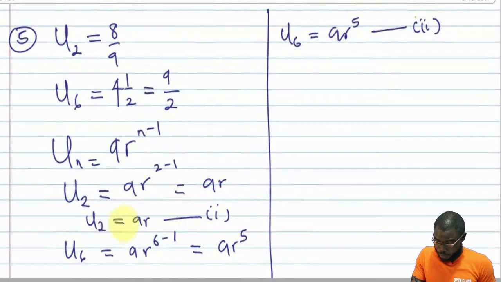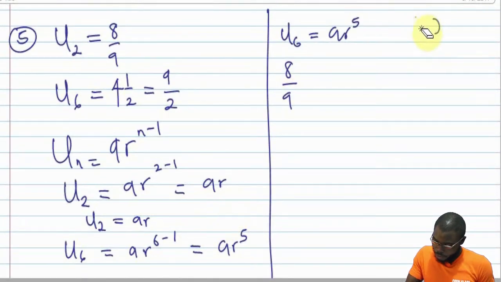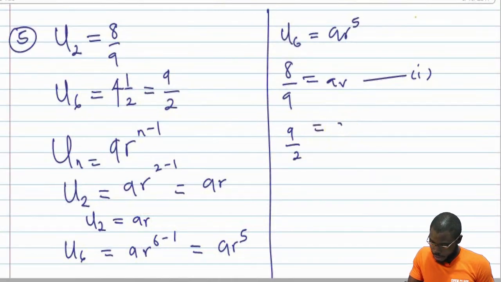So equation 1 can be written because you have your U2 equal to 8 over 9. So we have 8 over 9, that's our U2, equals AR. We make that equation 1. Then U6, which is 9 over 2, equals AR raised to the power 5. That can be equation 2.